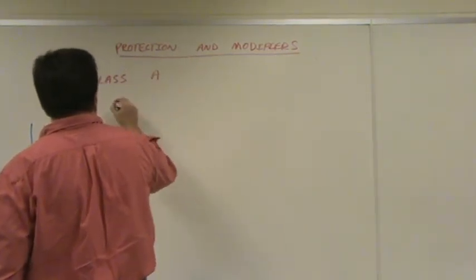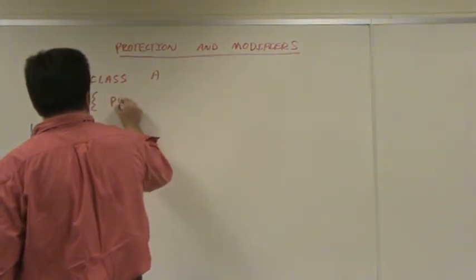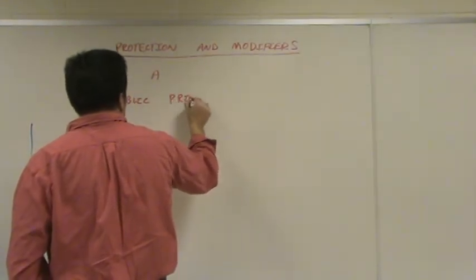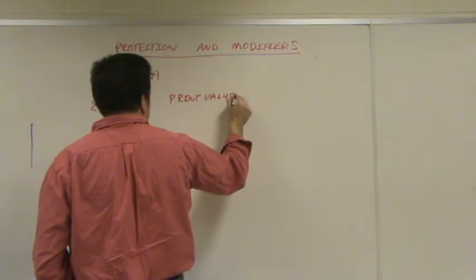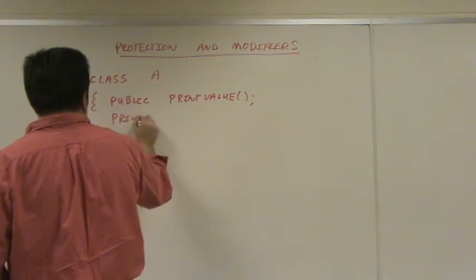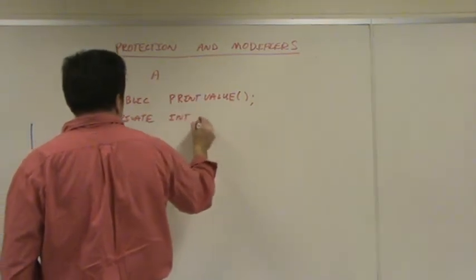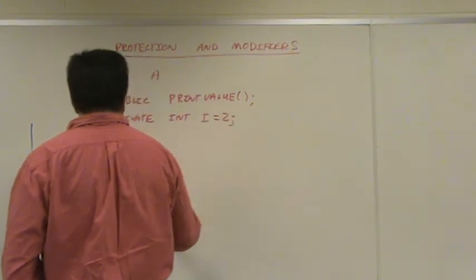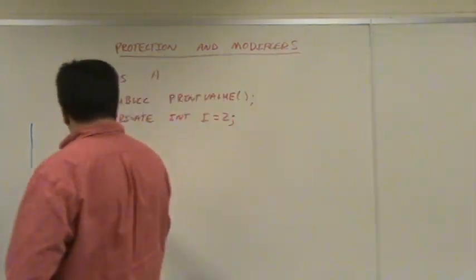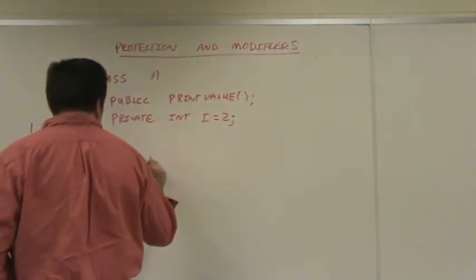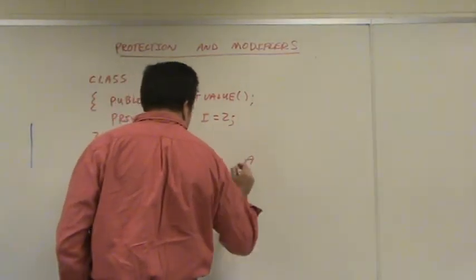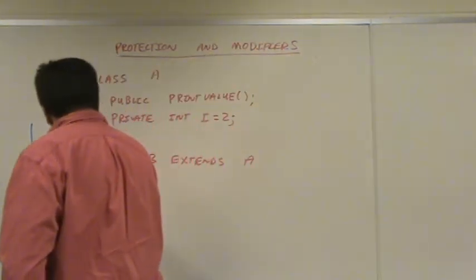We've got class A, which has a public print value function, and a private integer I equals 2. And that's the whole class. Now somebody comes along and inherits from this. He extends A.